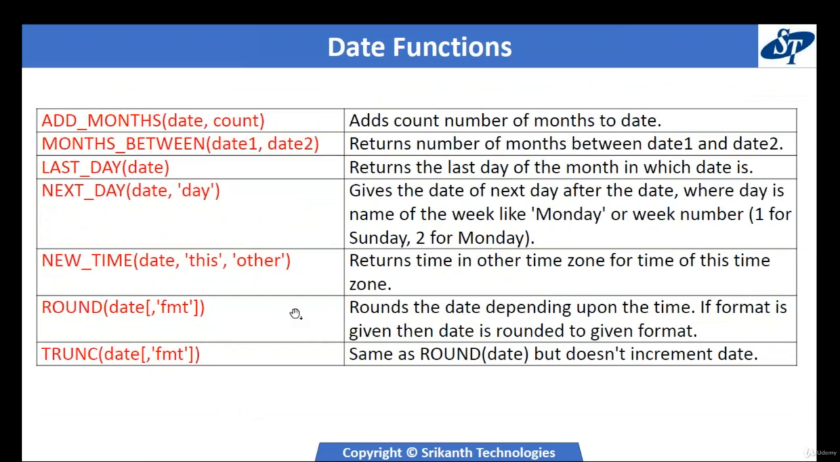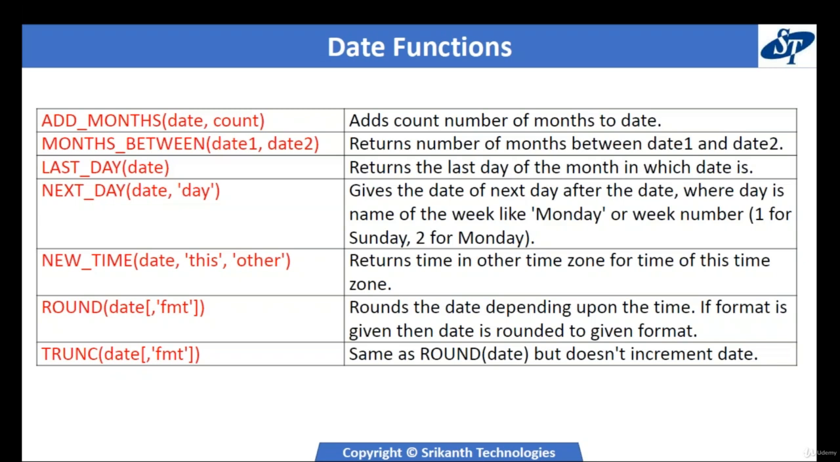So you can use functions like add months, because you can add days but not months. To add months, you need to use this function. Similarly, you can find out the number of days between two dates using date arithmetic. But if you want to know the number of months, you have to go with months between. Last day returns the last day in the month in which the date is falling. So if the date is today, for example, it's already 31st of August, the last day of the month. But if it is 2nd of September, then it will become 30th of September.